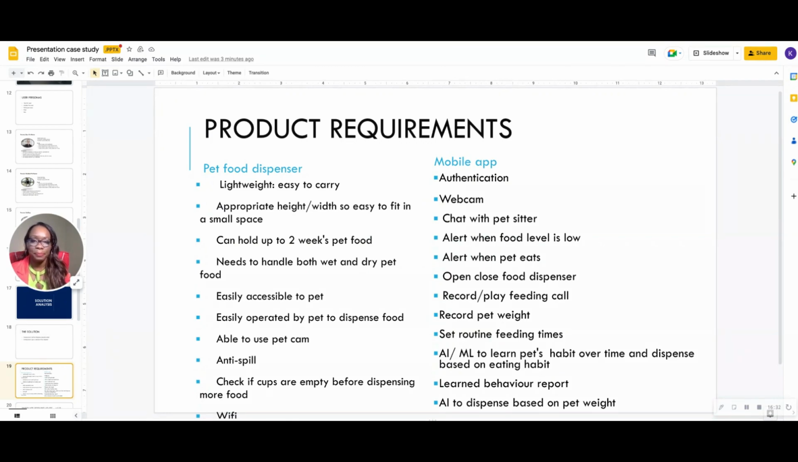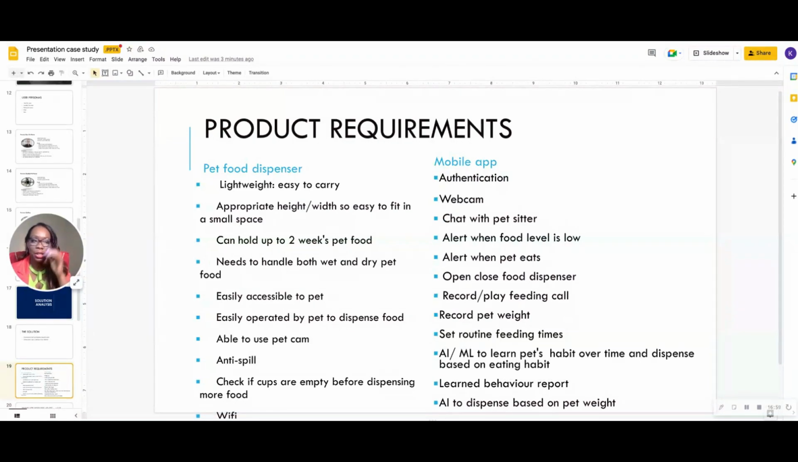They need to make sure it's small enough to fit in a corner that the pet can go to regularly and get their food. It needs to hold at least 2 weeks worth of pet food, so it has to have the capacity for 2 weeks worth of food. Needs to handle both wet and dry pet food. Needs to easily be accessible by the pet. Needs to easily be operated by the pet to dispense the food, so the pet should be able to press something or whatever and get the food to come out. Is able to have a pet cam because they told you that there's a camera, so you should have a pet cam somewhere on this device.